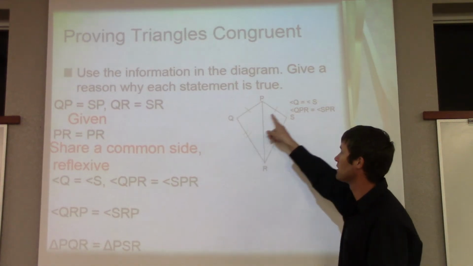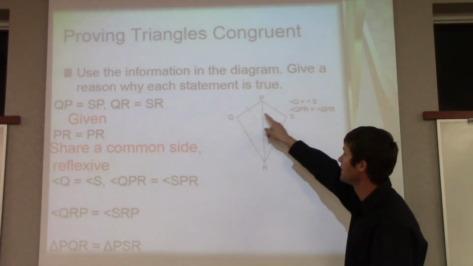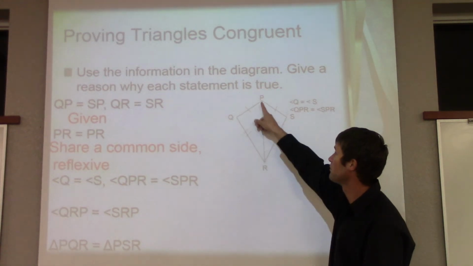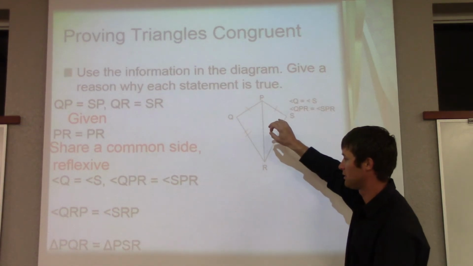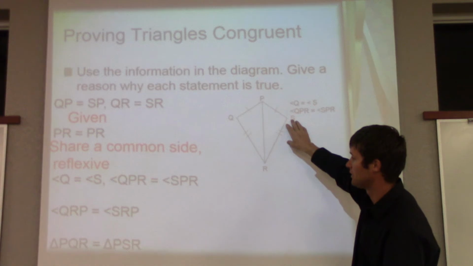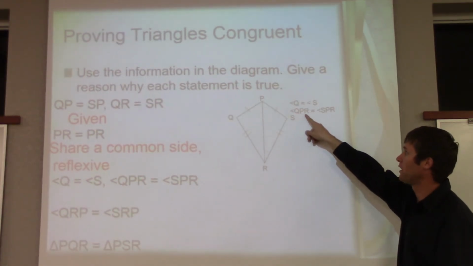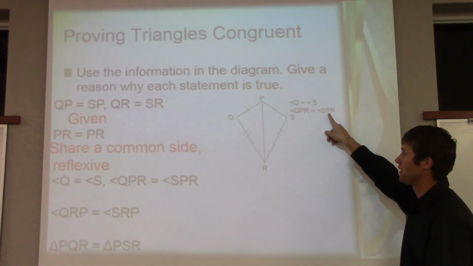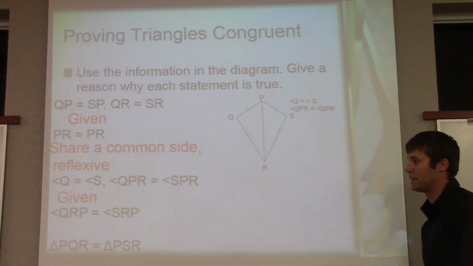Next, how do I know that angle Q is equal to angle S? So this angle is equal to this angle. How do I know that QPR is equal to SPR? Well, angle QPR is equal to angle SPR, and angle Q is equal to angle S. So that's given to us as well.